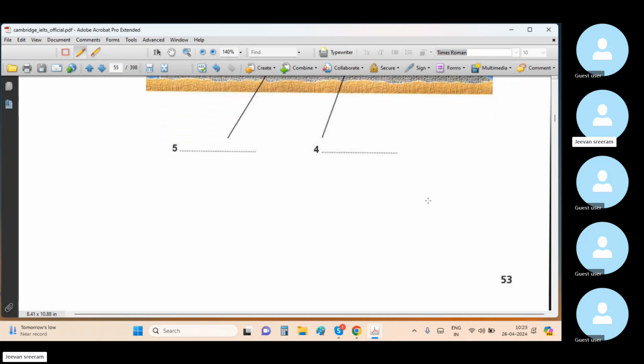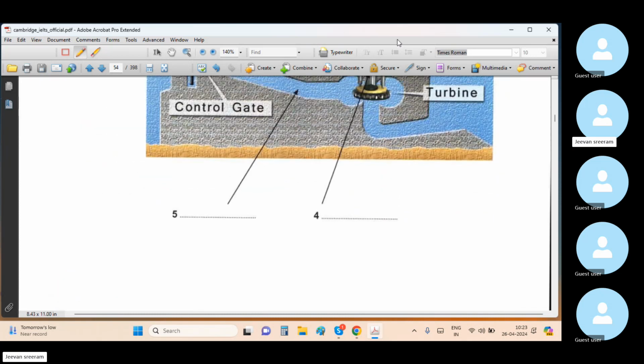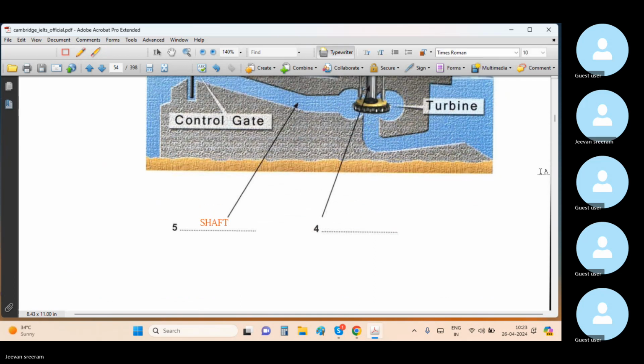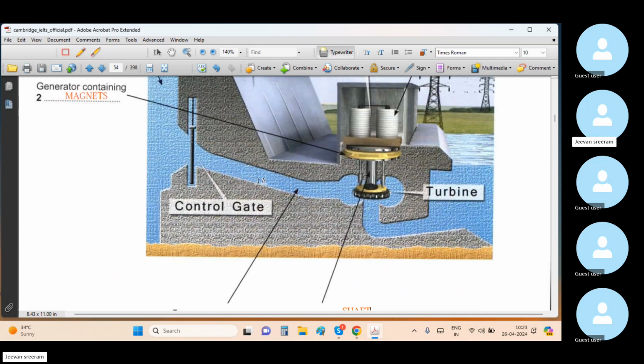Let's read the paragraph. Turbine which is attached to a generator above it by the way of a shaft. Turbine and generator had been connected by the way of a shaft. By the way of means through. So that must be shaft. Fourth one, no? Shaft. Any doubt?